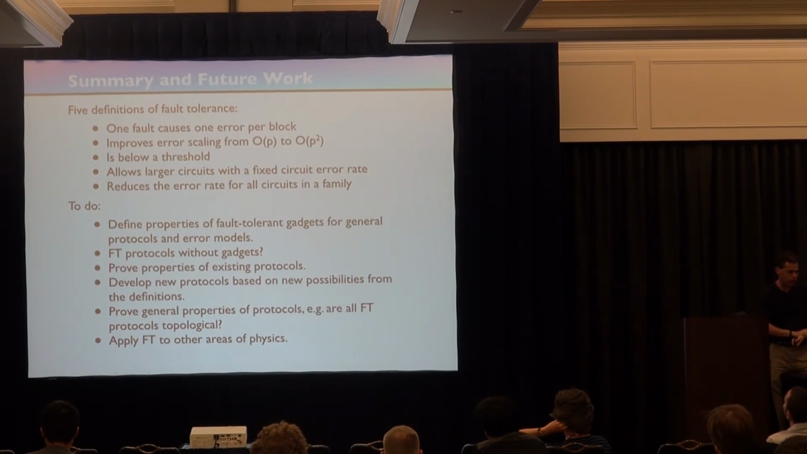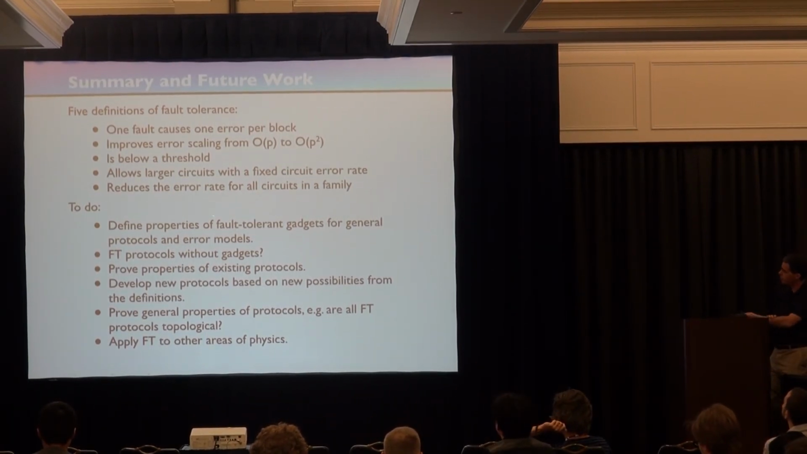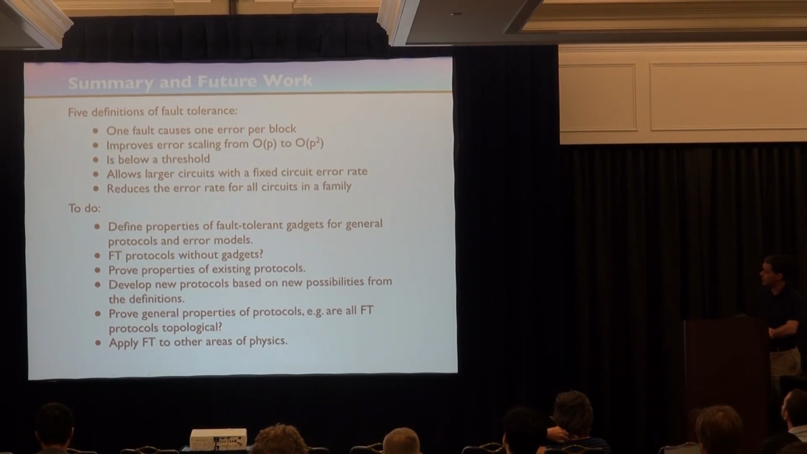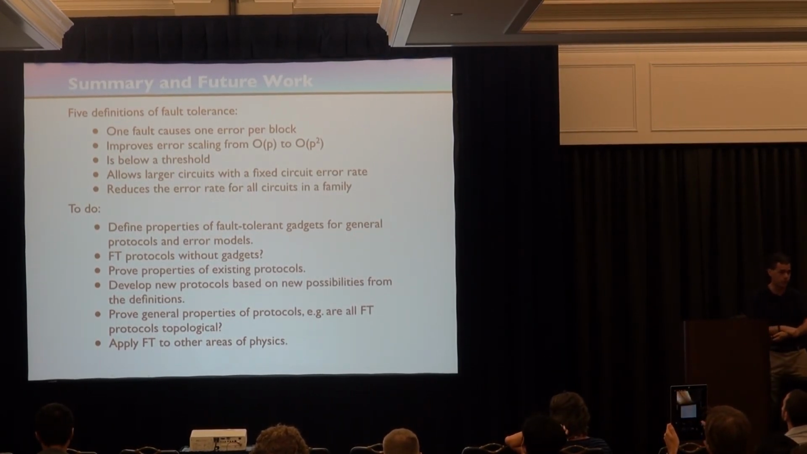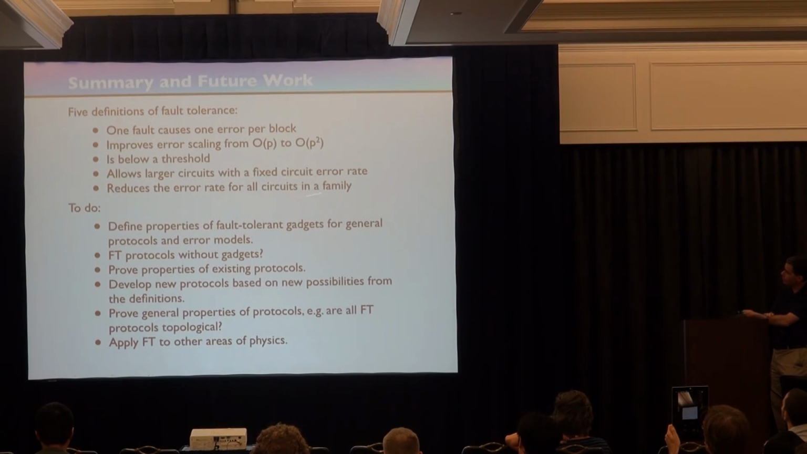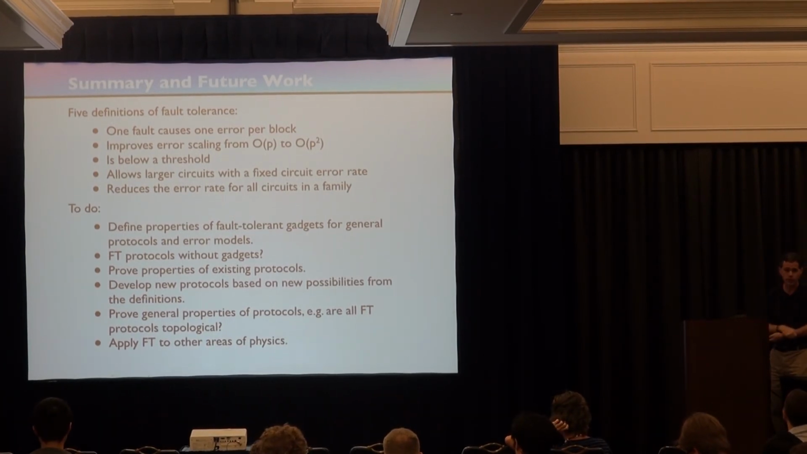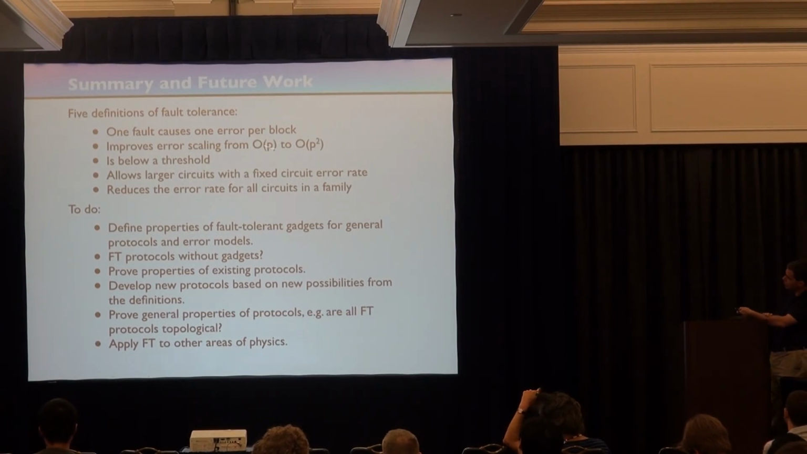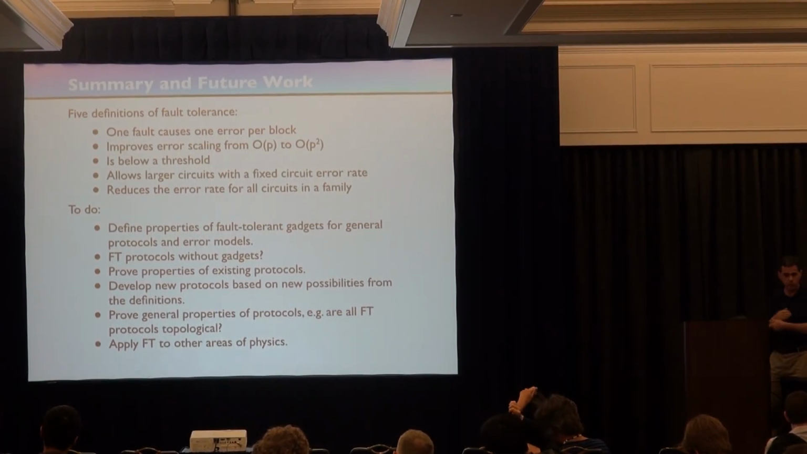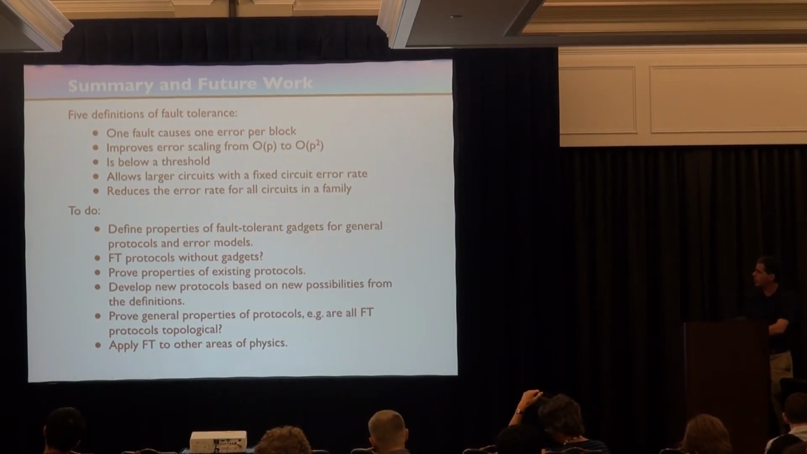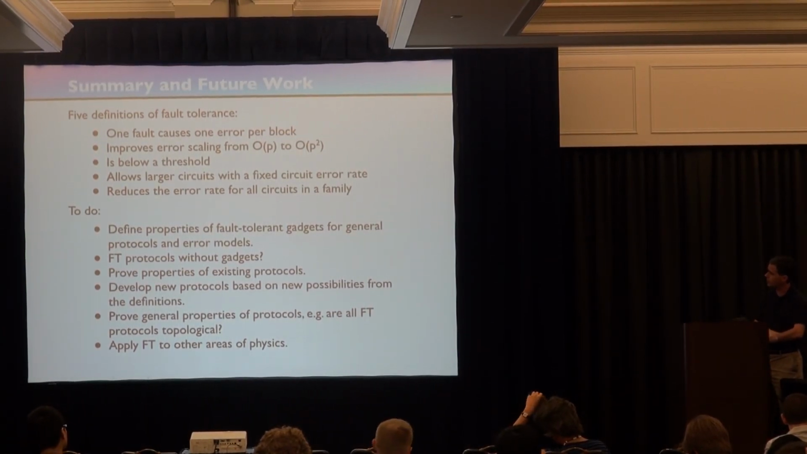OK. So like I said, I've gone through 5 definitions of fault tolerance. There was the first one that I didn't like too much, which is 1 fault causes 1 error per block. But then there are these 4 others, which I think are all pretty interesting and applicable in different situations. One is the improved error scaling. One is the threshold. One is that you can allow bigger circuits. And then the last one, that the error rates get reduced.